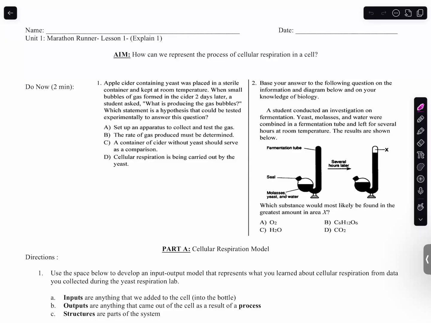Hey everybody, welcome back. We've done our unit opening where we spoke about the marathon runner. We're going to continue speaking about why this young lady, runner 0358, fell into a coma. We have some investigations to do, one of which we've actually already done prior to this lesson, which was the yeast investigation.